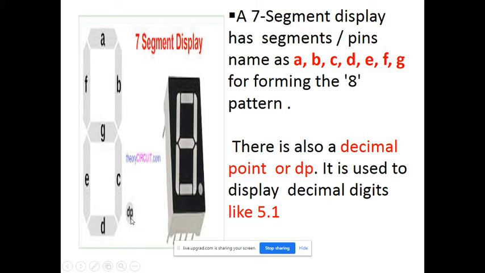In this fashion, suppose in a calculator you want to display 5.1, you can connect two 7 segment displays. On the first you display 1, and on the second you display 5 with the decimal. Overall it looks like 5.1. In this fashion you can display any number along with a decimal point with the help of a 7 segment display, and for that you take the help of 8 LEDs arranged in this particular fashion.